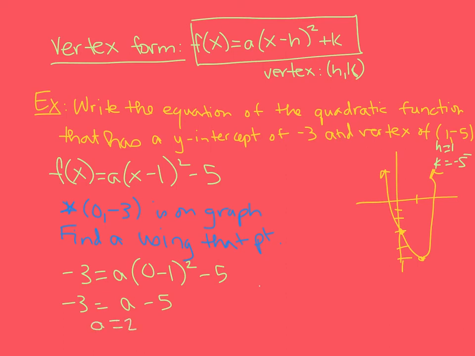So my final equation, I'm not done yet, by the way. Don't just write the a and be done with it. A lot of people do that and they get the problem wrong. Final equation is f of x equals 2 times (x minus 1) squared minus 5.